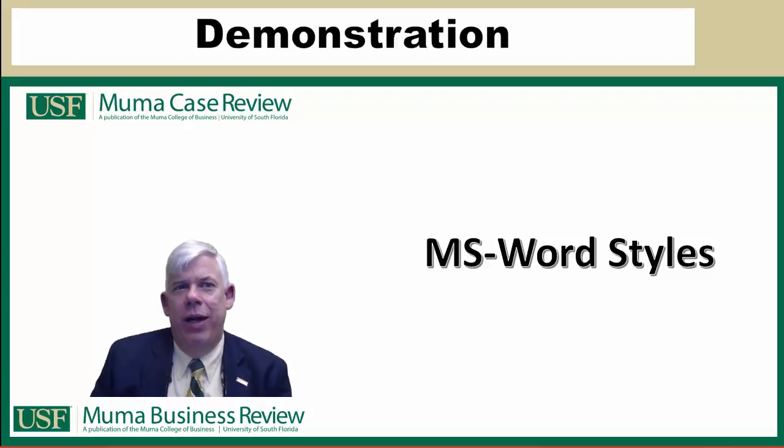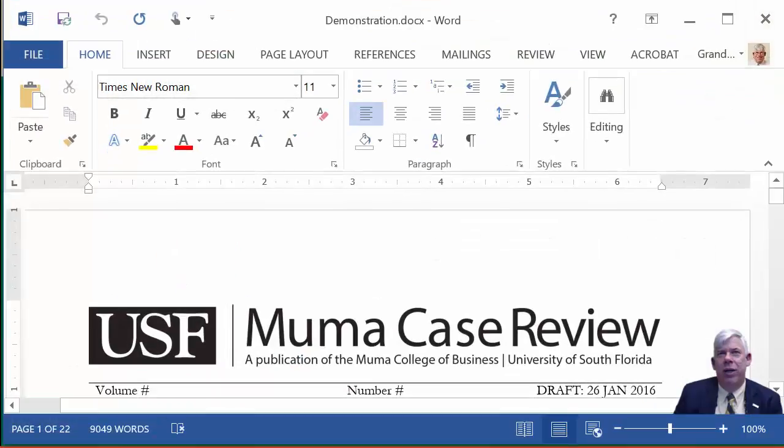So what I'm going to do is bring up a Word document that I created simply by downloading the Muma Case Review template for a case and then saving it under the name Demonstration docx. And what we're now going to do is take a look at styles and also take a quick look at how you might import pre-existing text into the document.